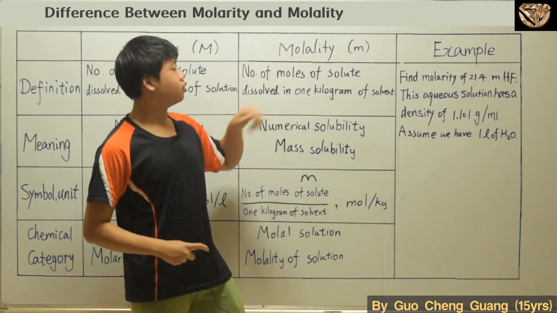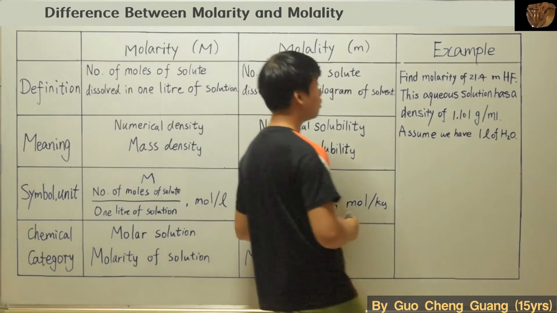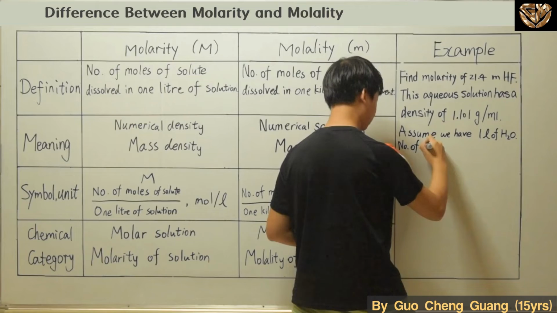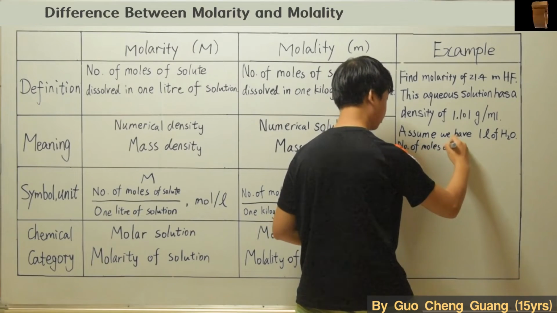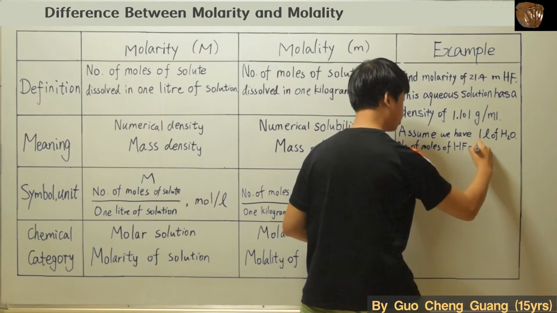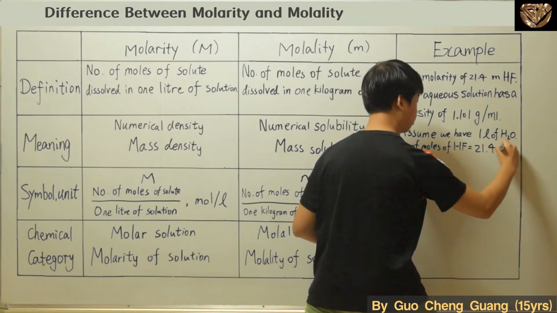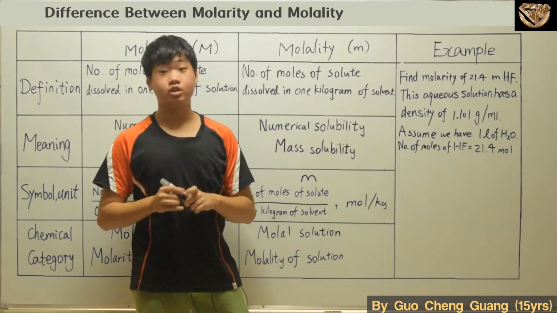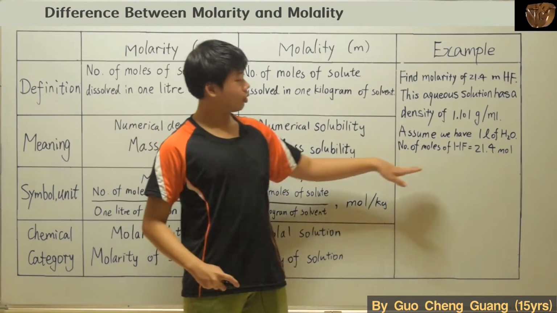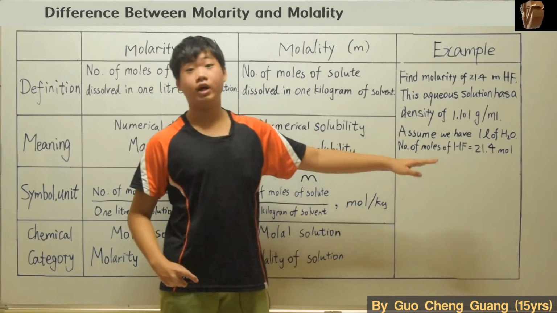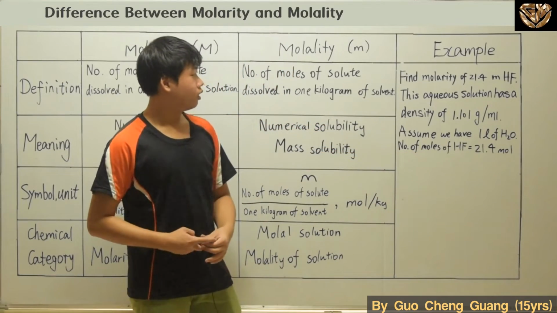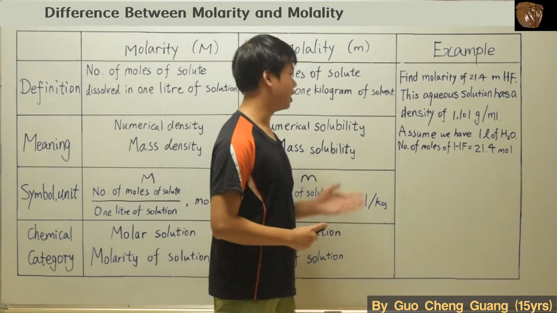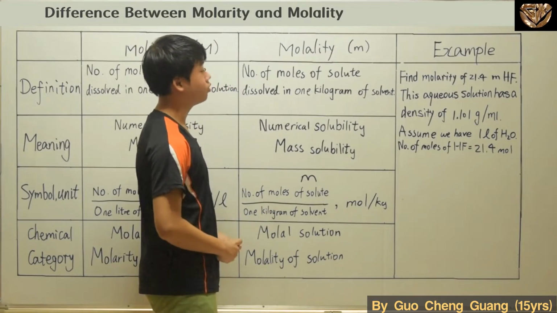So how many moles of solute would we have? We would have 21.4 mole within 1 liter of H2O. Alright? So we have 21.4 moles of hydrogen fluoride. So what else would we have over here, or what else can you think of that we would need or would help us to solve?